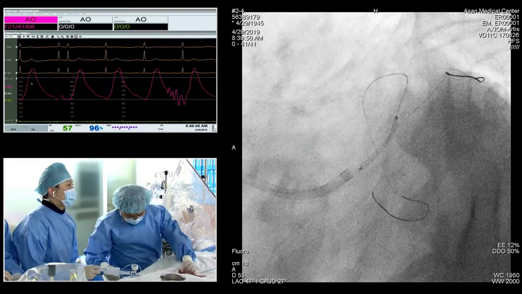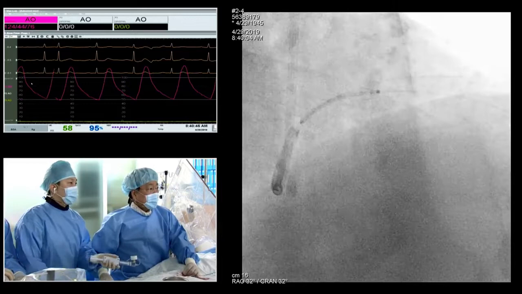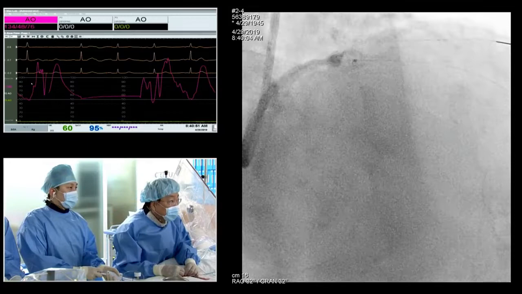All right. Test. Okay, I think it's enough. Okay. Test, please. One more. Okay. Inflate. Inflate.